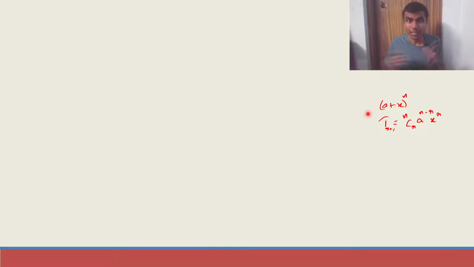Once again, I am telling. Let us say there is a binomial expansion (a plus x) whole power n. For this expansion, the general term, the r plus 1th term, is given by T(r plus 1), which is nCr a power n minus r into x power r. This much you need to understand.